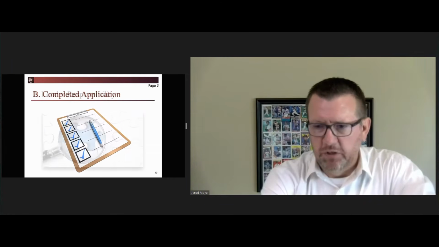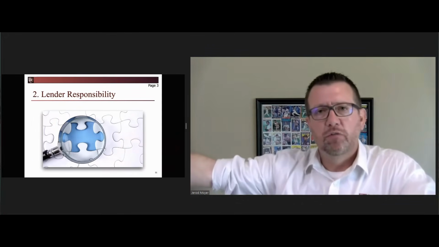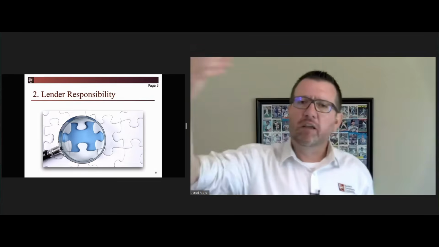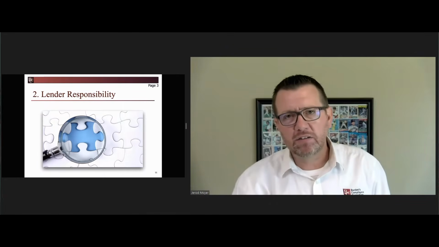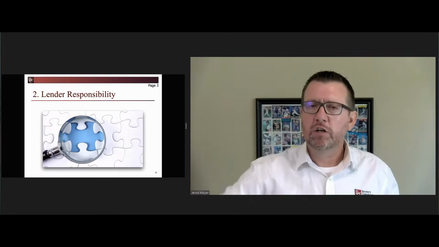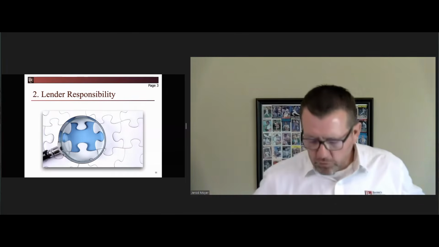Number 2, lender responsibility. It's your responsibility to keep the application train moving forward. You need to be asking the questions relative to the information, the things you need to keep moving forward. Otherwise, you could be seen as discouraging the applicant from moving forward. You also have to be timely with it. Now, you do get some grace here, no question.